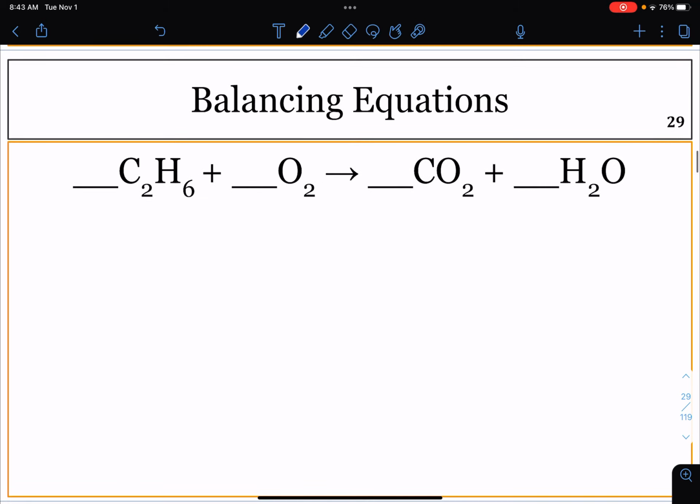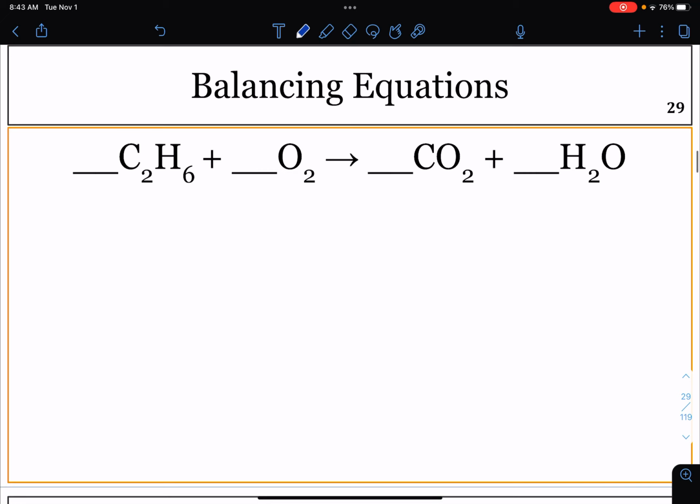Let's do another example. We have carbon, hydrogen, and oxygen in this chemical reaction. We have 2 carbons on the left-hand side, 1 carbon on the right-hand side. We have 6 hydrogens on the left-hand side, 2 hydrogens on the right-hand side. We have 2 oxygens on the left-hand side and 1 oxygen on the right-hand side.